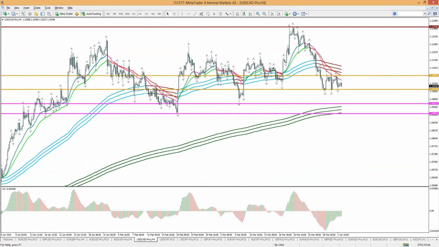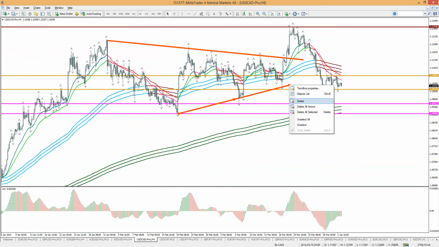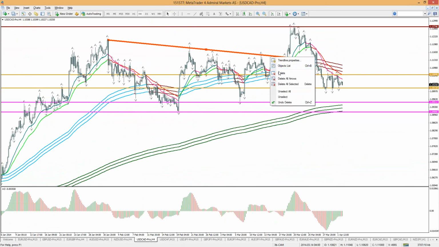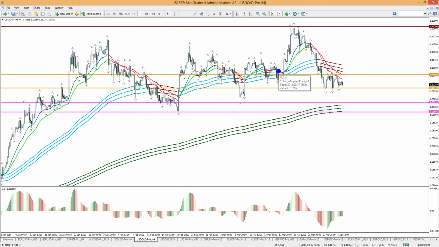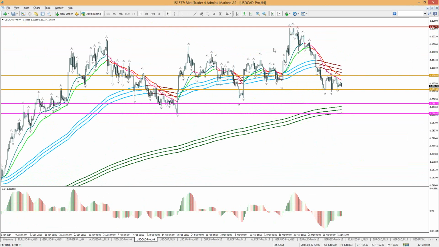From a 4-hourly perspective, it's just taking a lot of time. We had a break of the triangle, and you can use trend lines, of course, for those triangles like this, for instance, to indicate what the triangle is. And we are basically getting a very deep retracement and just consolidation. I don't know. It doesn't really look appealing to me at the moment.